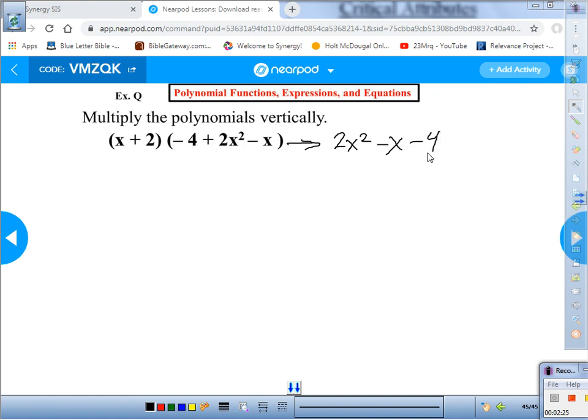Right now you're just paying attention. I'll have you copy at the end. Next, I'm going to write the other polynomial underneath, x plus 2. That's what it means vertically. And now I'm just going to multiply. Now, pay attention to this part. Look up, please. Let me show you what you used to do in elementary.